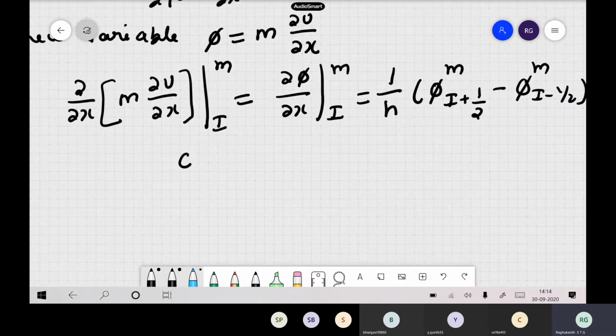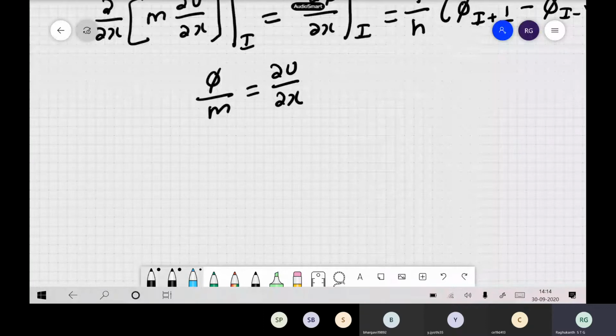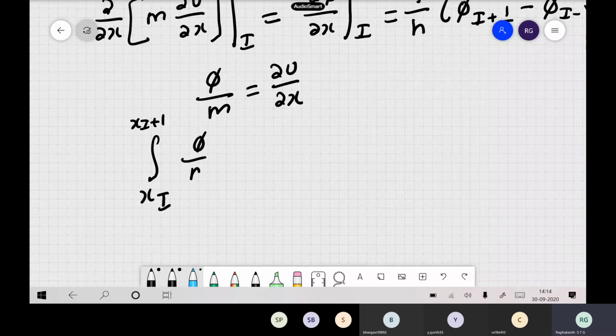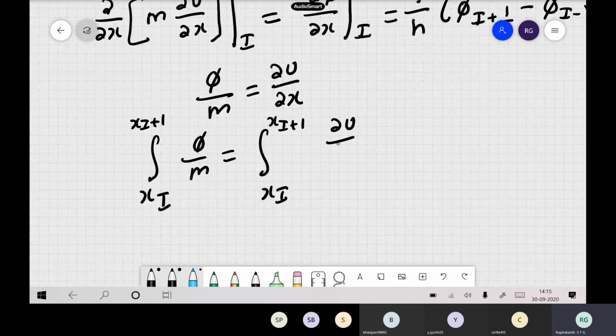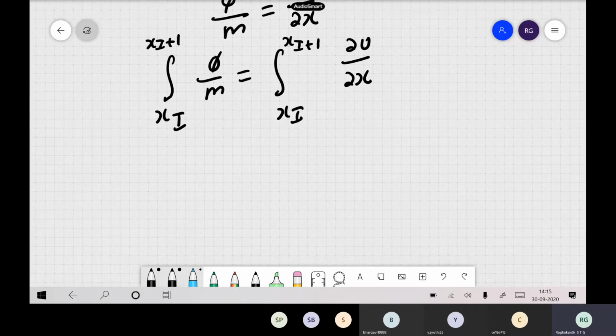So now phi by m is equal to dou u by dou x. This quantity, if you integrate on both sides, from xi to xi plus 1, phi by m, so dou u by dou x, if you integrate on both sides, you see. Now for this you can use the mean value theorem, which you would have studied in your mathematics. It's a very famous theorem.